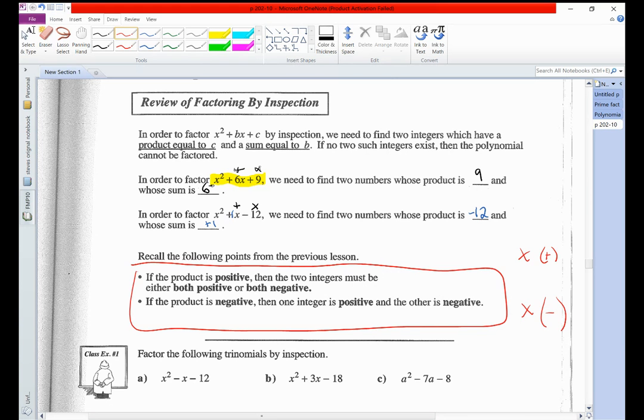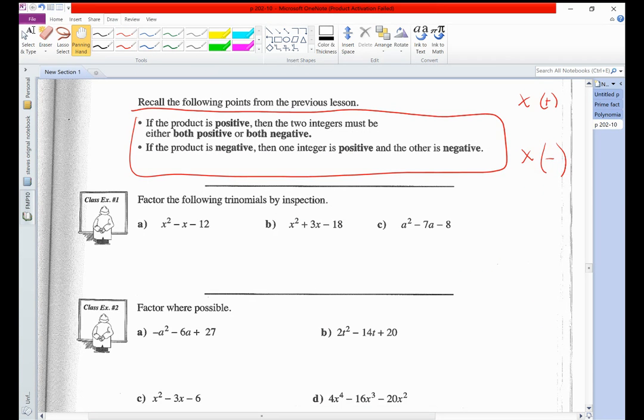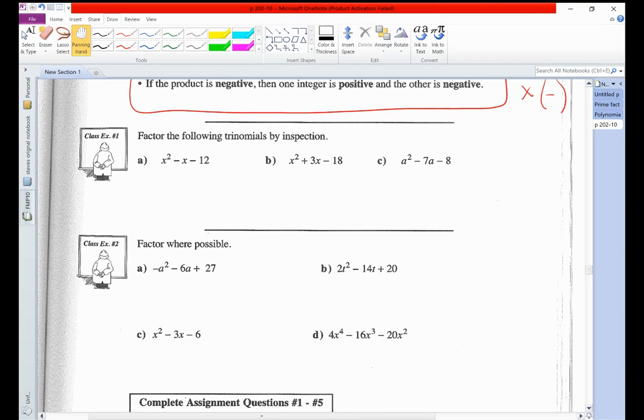All right, so we're going to get into a couple more examples here. The first three are similar to the ones that we did last lesson, so maybe I'll just do one of those, and then when we get down to class example 2, there are a couple more where you have to use a bit of a trick. So let's do B.